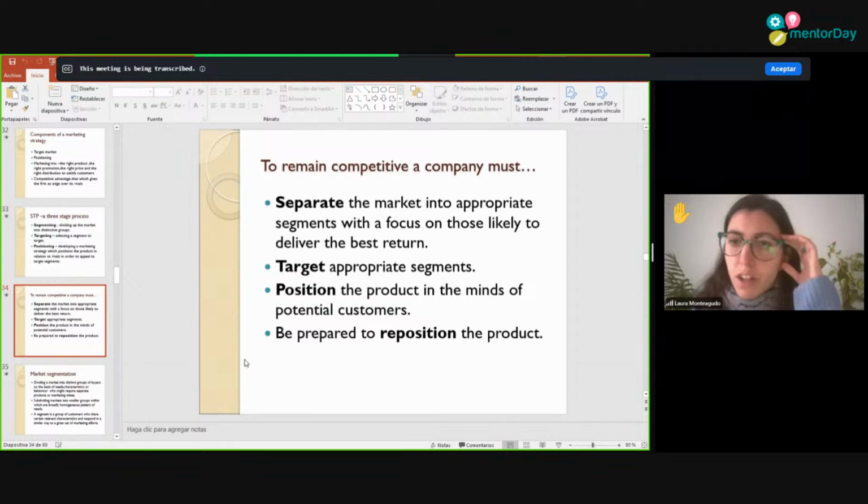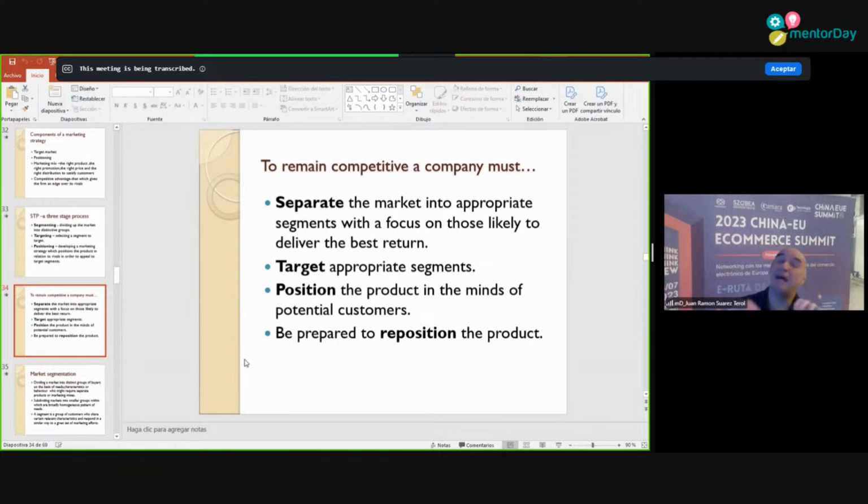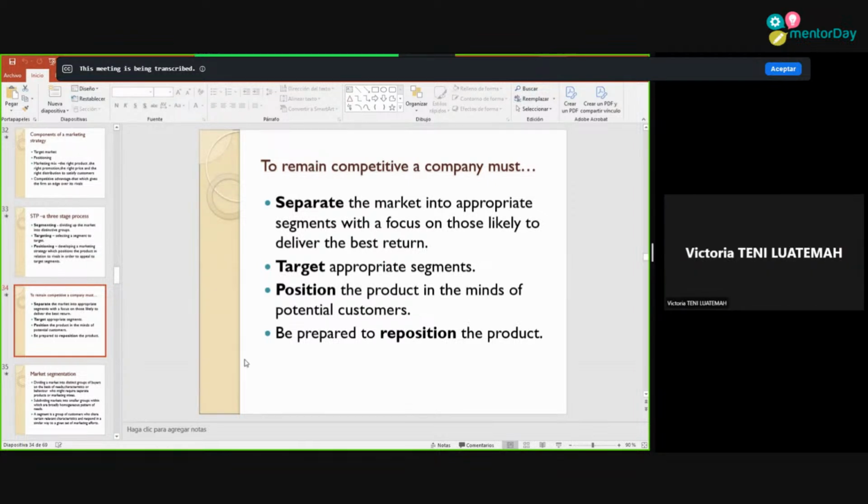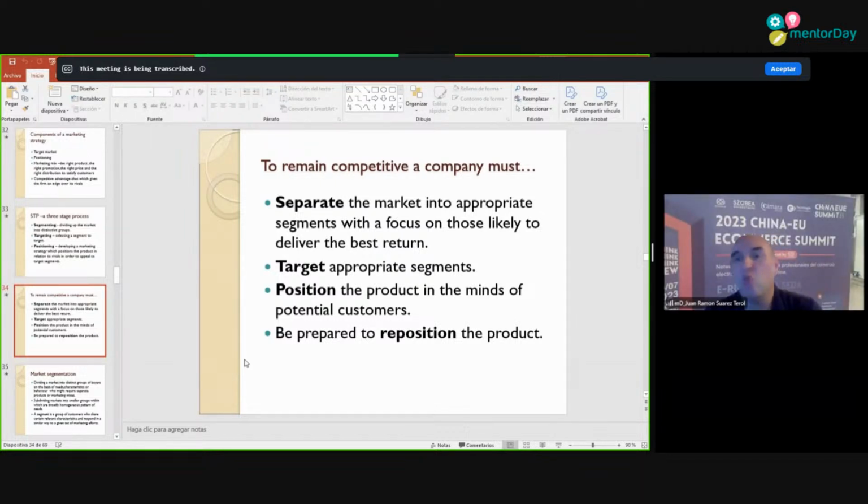One question. I was wondering what is the difference between a segment and a niche? Okay, a niche market is a segment. A niche market is when a target is very small, very specialized, and it has a small portion of the market.